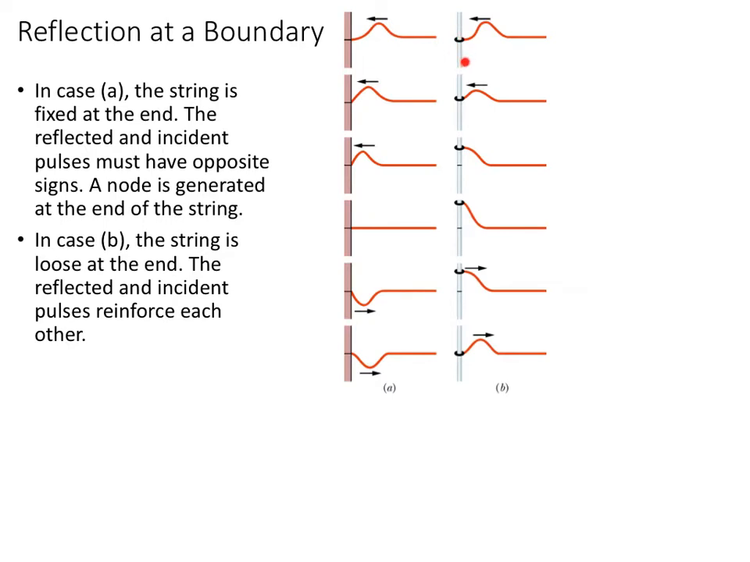If I have a free end, right, if on this end it's free to move up and down, so here it's fixed, here the end is free to wiggle, then my reflected pulse comes back with no phase shift. It has the same orientation as the incident pulse. Now, all of this is going to be important in a minute when we get to standing waves.